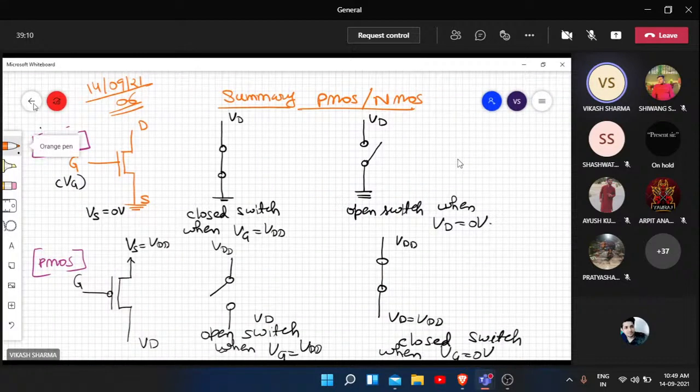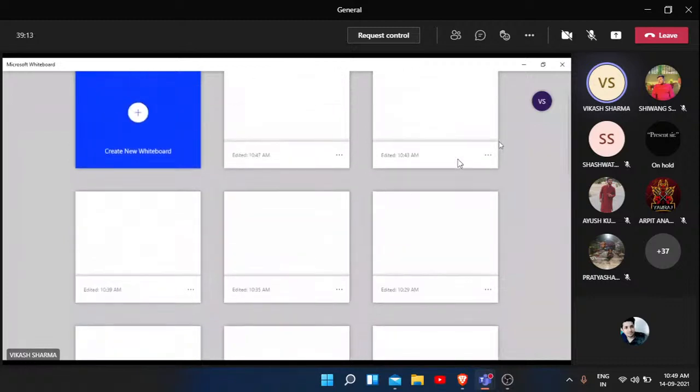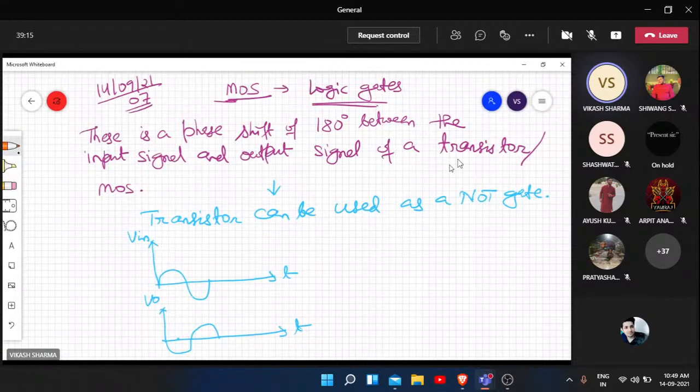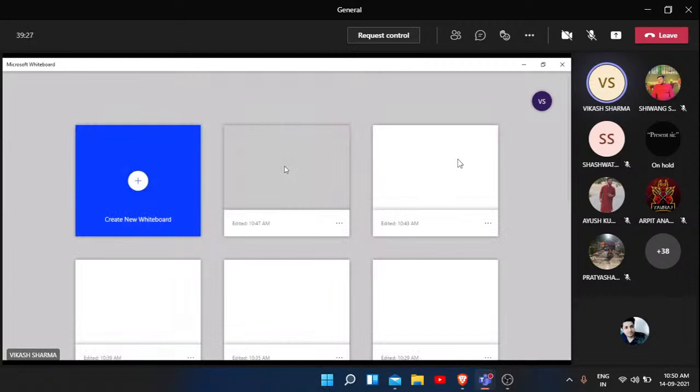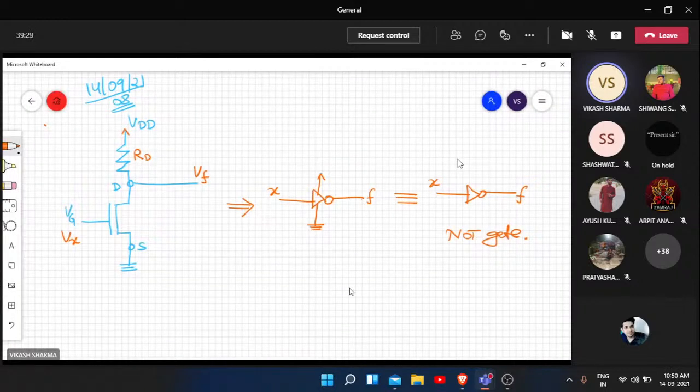We talked about this summary. Then we noted that there is a basic property of MOS that there is a 180 degrees phase shift between input and output signals. And finally, the NOT gate. So we remain here today, and tomorrow we will see how the 6 logic gates can be constructed and what is CMOS.